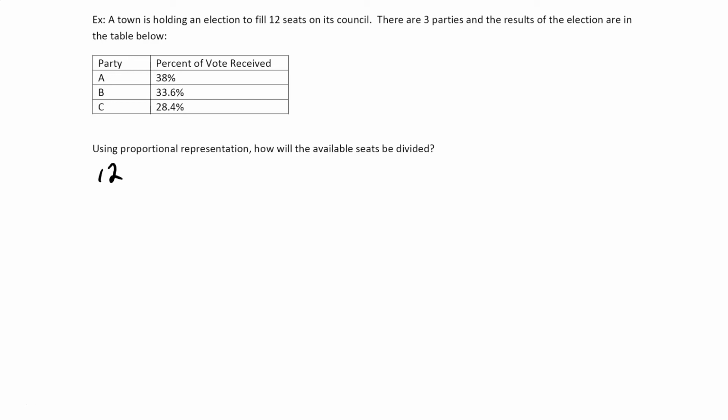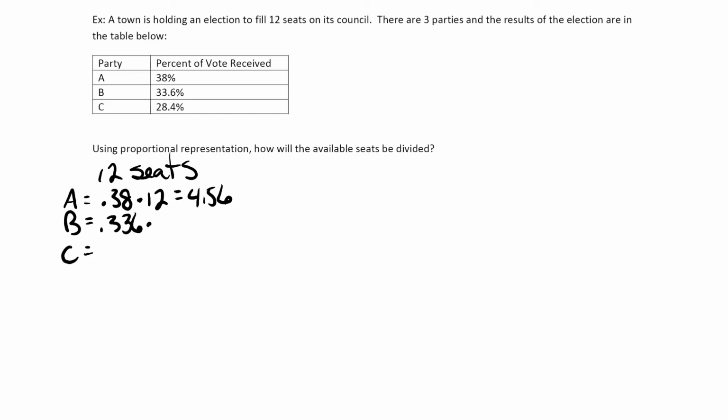So we have a total of 12 seats, and we've got the proportions for each of them. So we now look at each party and look at the proportion of seats that each of them will receive. So Party A, which is 0.38, times the 12 seats is 4.56 seats. Party B is 0.336 times 12, which is equal to 4.03. And Party C, 0.284 times 12, is equal to 3.4.